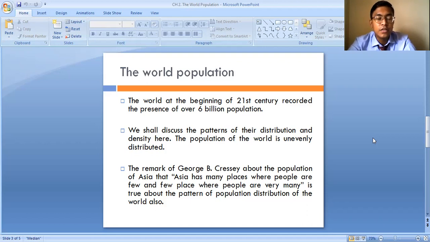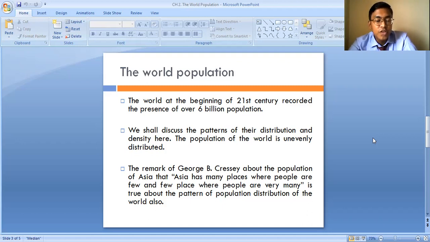In the entire world, on the earth, in the beginning of the 21st century, there was a total population of over 6 billion. In the later period, this figure has increased, and there are many causes responsible for the growth. We shall discuss the pattern of distribution and density here, and the population of the world is unevenly distributed.